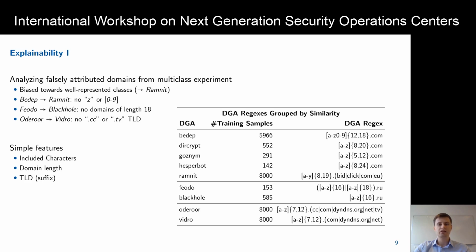Lastly, we reckon that a top-level domain is used to separate different DGA families. Investigating the samples generated by Odero, which are labeled as Vidro, reveals that no domains which use the .cc or .tv top-level domain are mislabeled.